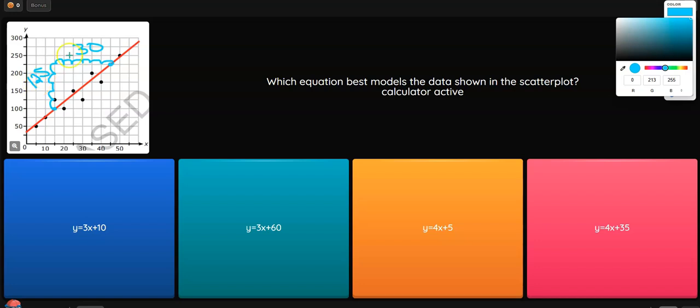So let's see, 125 over 30 would be about 4. 120 over 30 would be 4. So I'm going to go with one of the ones that has a 4 for a slope. So 4x plus 5 or 4x plus 35. And my line of best fit started right around in here. So 4x and then plus what my initial value was. Well, I certainly did not start down here at 5 to do my line of best fit. I started at about 35 to start drawing my line of best fit. So I would say it would be the 4x plus 35 answer.